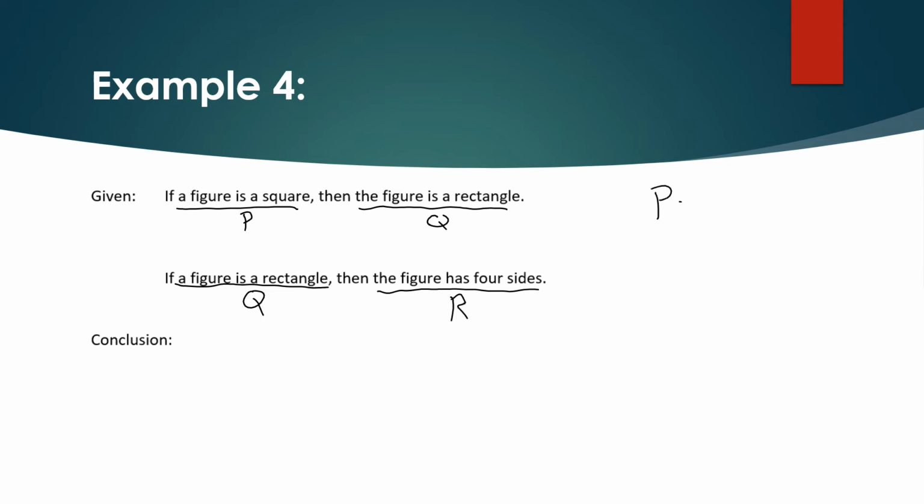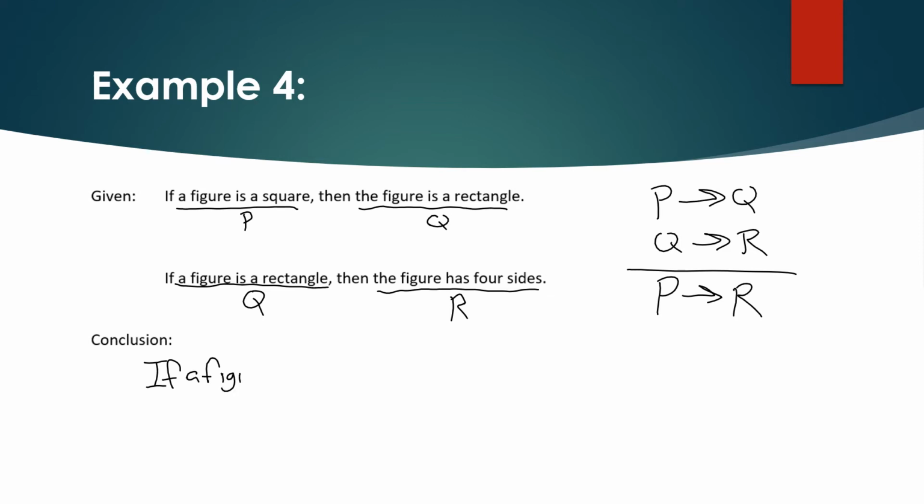So I've got P implies Q. I've got Q implies R. These are both true statements. Therefore, according to the law of syllogism, P implies R. So my conclusion would be, if a figure is a square, then the figure has 4 sides.